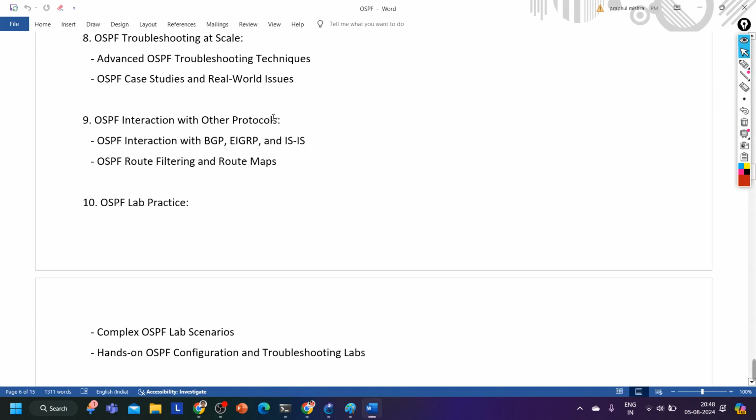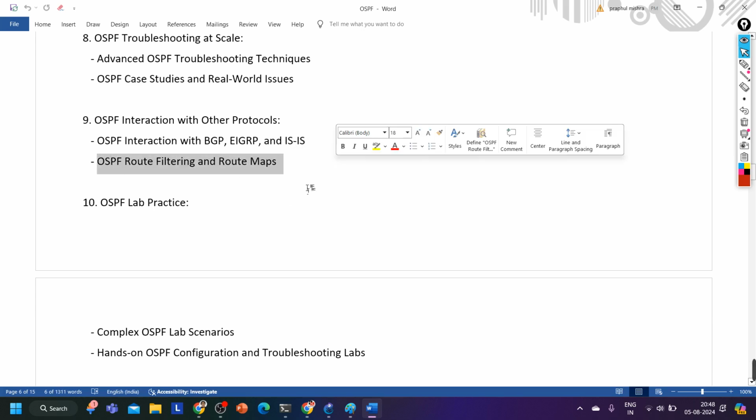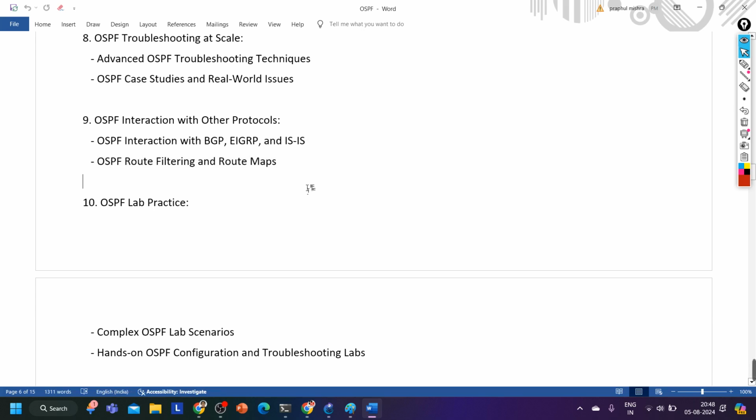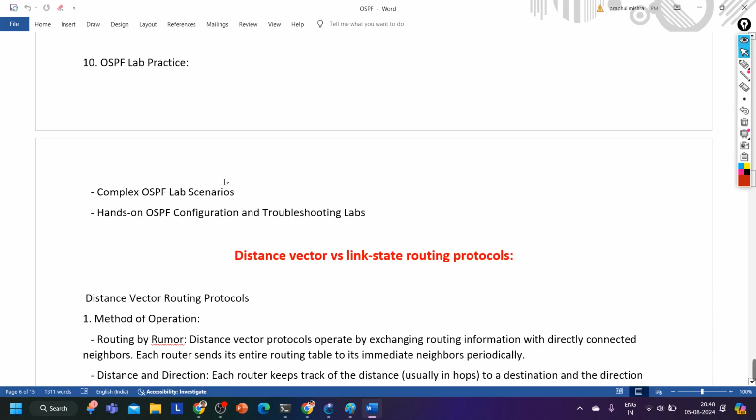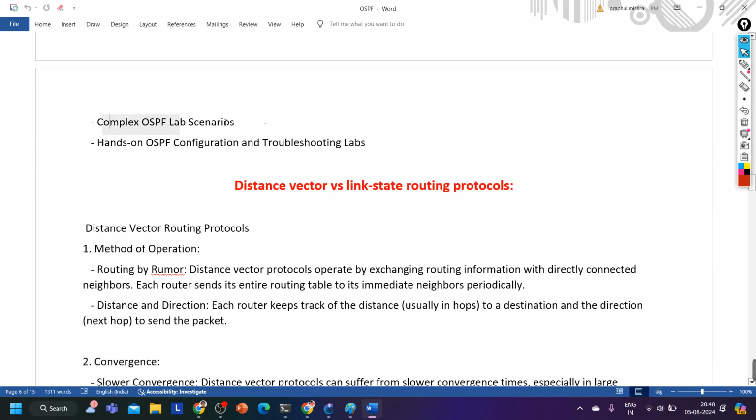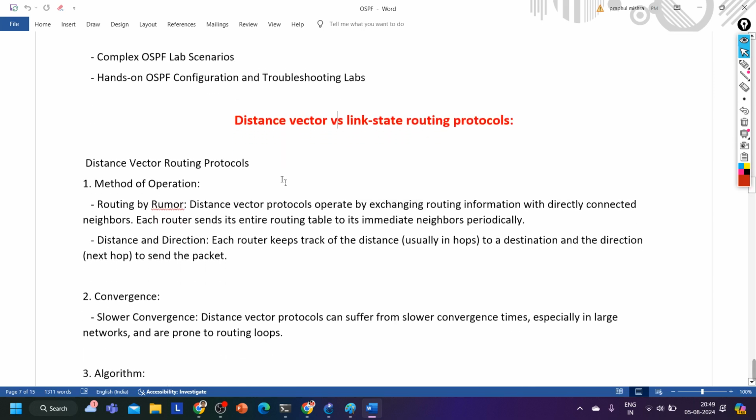You can see OSPF interaction with other routing protocols like BGP, EIGRP, and ISIS. We will not cover ISIS, but this is also one protocol. Then OSPF route filtering. We'll see route filtering in the same way as EIGRP. How we filtered routes in EIGRP, in the same way we are going to filter routes in OSPF also. Then OSPF lab practice. We'll see some companies' networks, complete company networks, and how we are going to configure OSPF there. Then complex OSPF lab scenarios and OSPF configuration and troubleshooting labs.